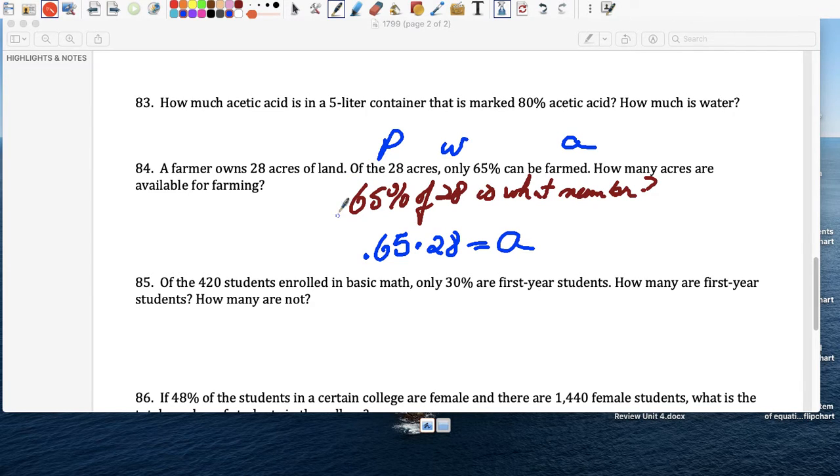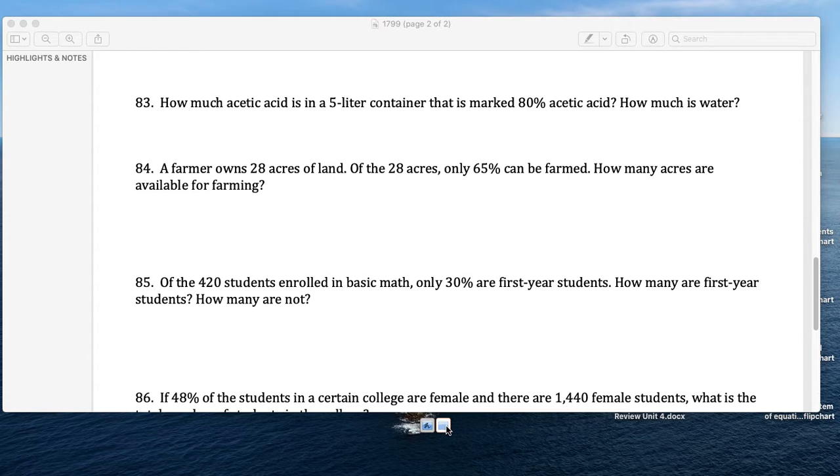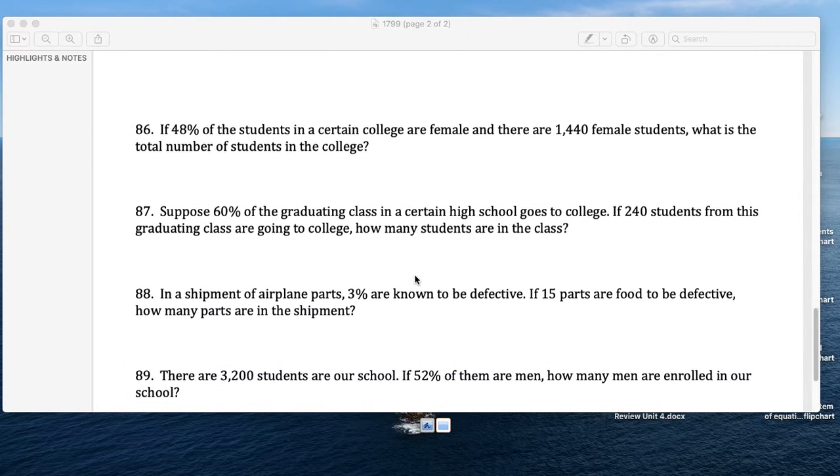One of the reasons I like writing in this format is because I can translate the sentence directly to an equation. 65% is 0.65 multiplication, 28 is equal, and what number is what we're looking for? 0.65 times 28 equals 18.2. So 18.2 acres of that farm area can be farmed. Obviously, we have to translate it to the correct question, but I still think it helps.